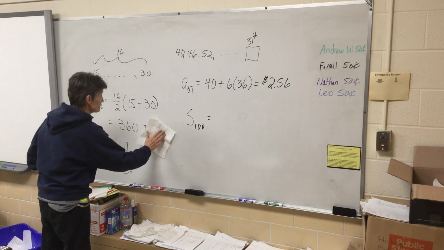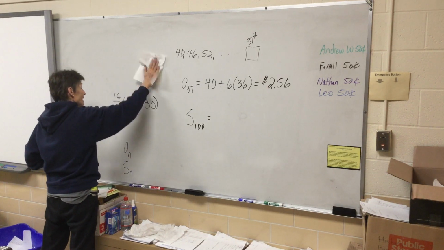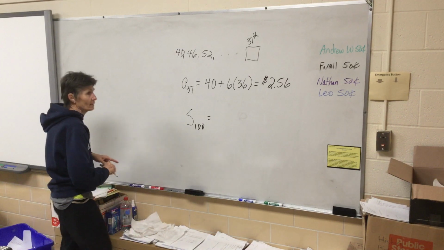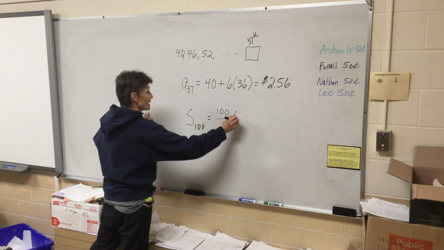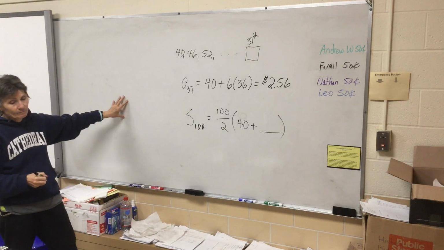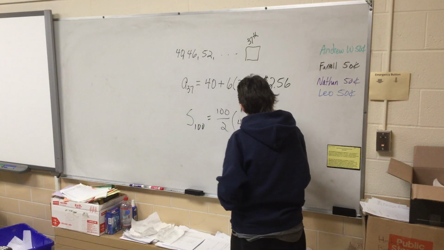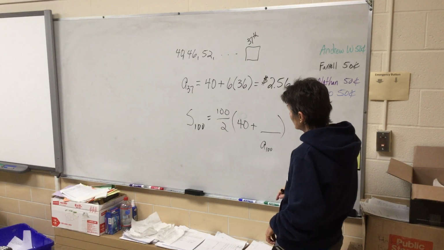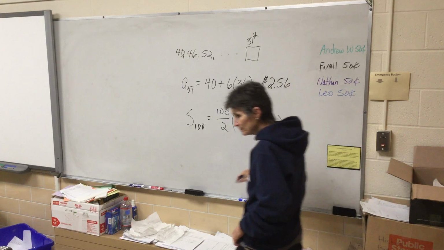All right, I'm going to find out the sum of 100 terms. It's arithmetic, so I will use my arithmetic formula, which says 100 over 2 times the first plus the last. This would be the 100th term in the list, and I don't know what that is. I know the 37th, I do not know the 100th. So won't I just do this over again, but with 100?